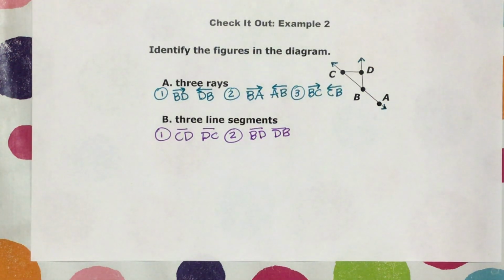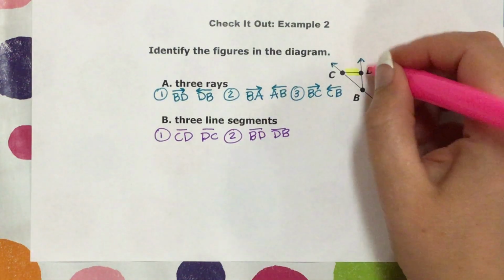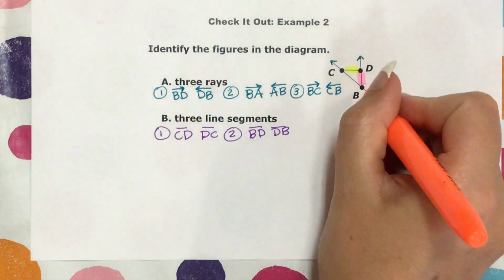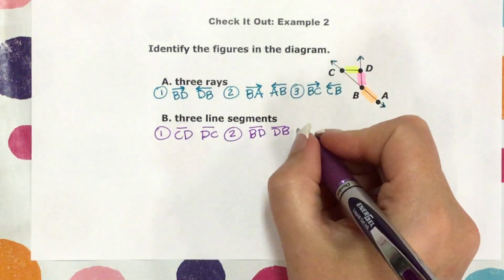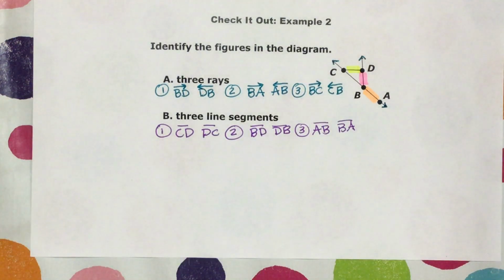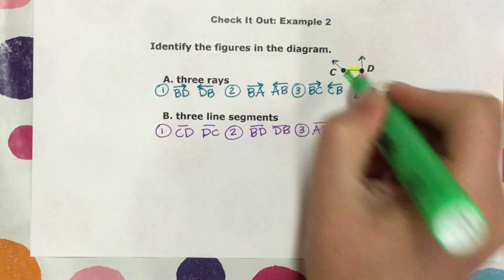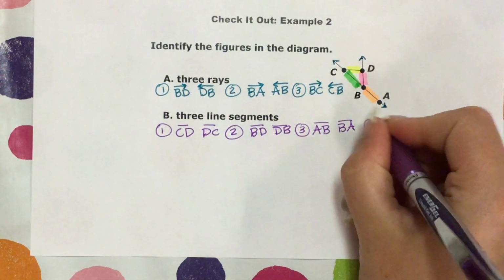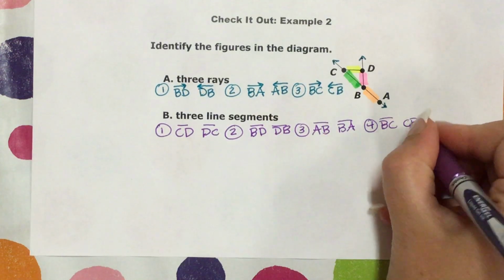So what do we have so far? We have CD. We wrote down that line segment. We wrote down BD. Another line segment we could write down would be AB. That's a third one. We could write AB or BA. That means the same thing. Another line segment would be BC right there. That would be a fourth one, BC or CB.